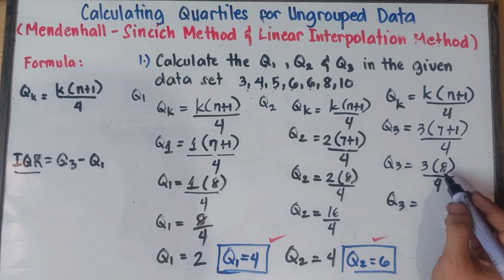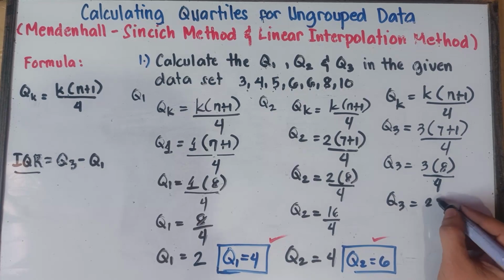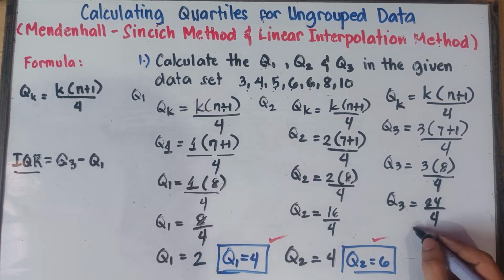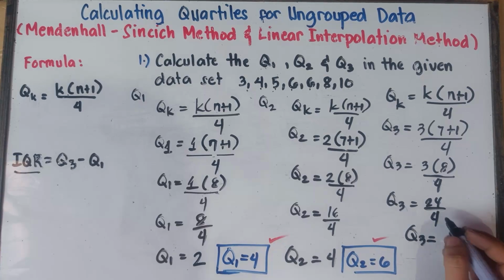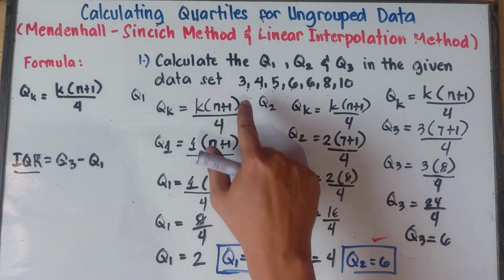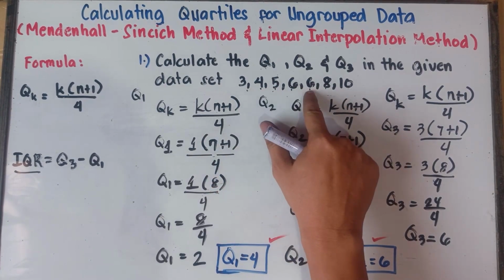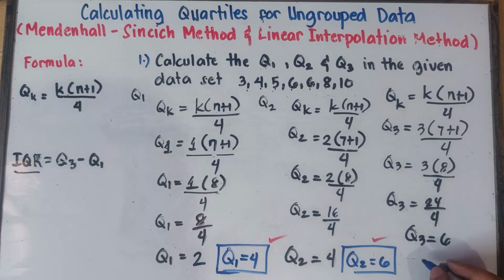Do it step by step, class. 3 times 8 is 24 divided by 4. So, Q sub 3 is equal to 24 divided by 4. That would be 6. So, 6 positions. So, 1, 2, 3, 4, 5, and then 6. Therefore, that would be 8. So, quartile 3 is equal to 8.